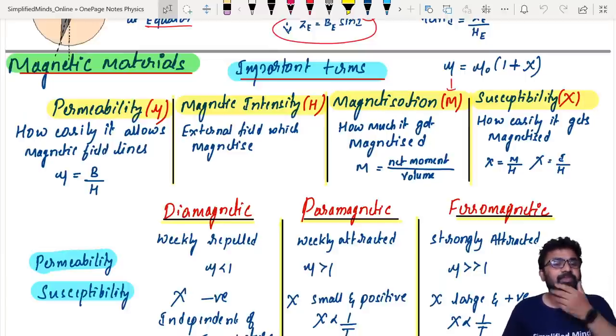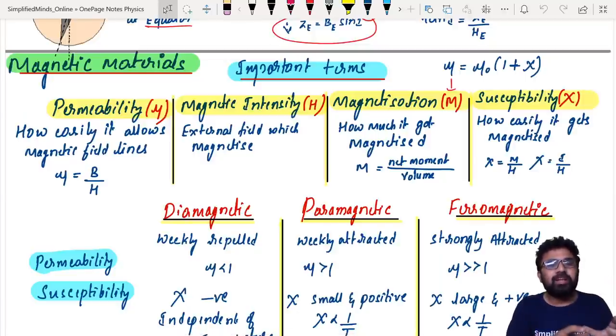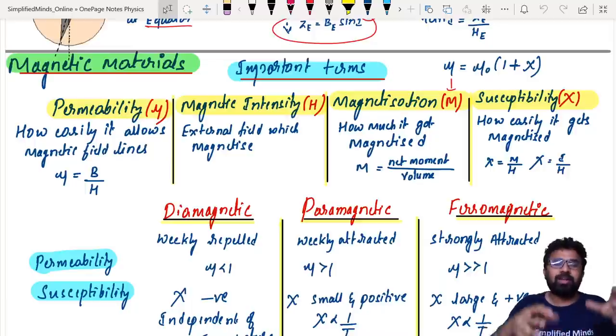Theory type of questions. Okay, first permeability and permeable, it allows something inside. So how easily it allows magnetic field lines to pass through it, it's called permeable. Artha idla permeability andre pass avute olagade anta.